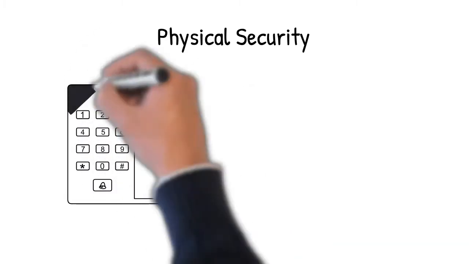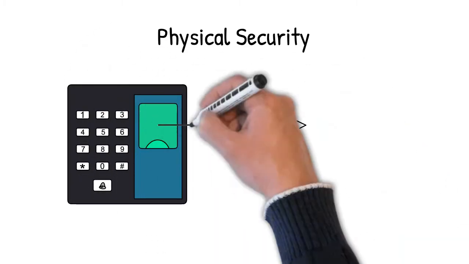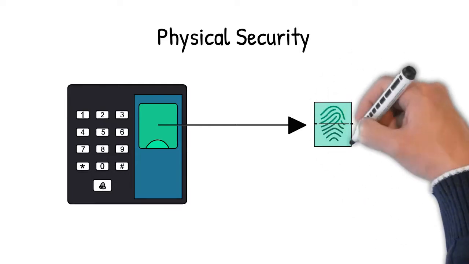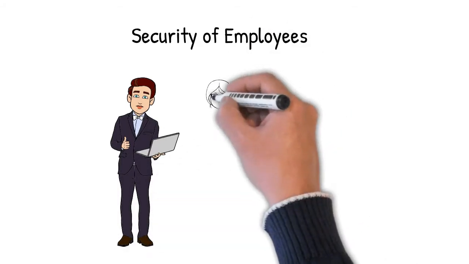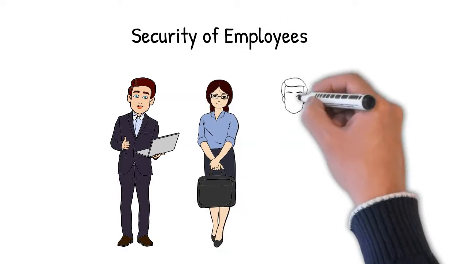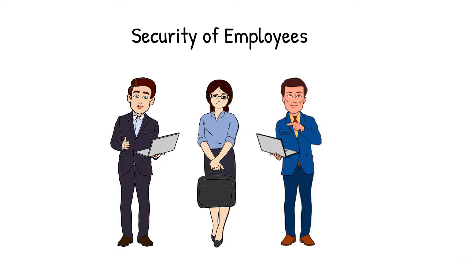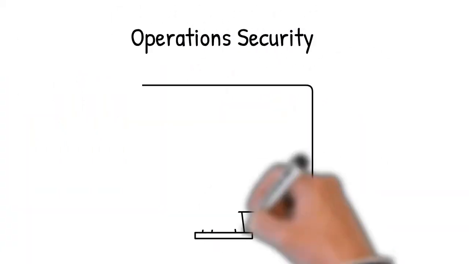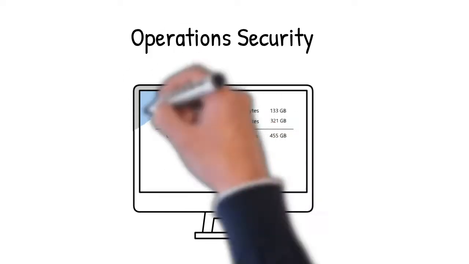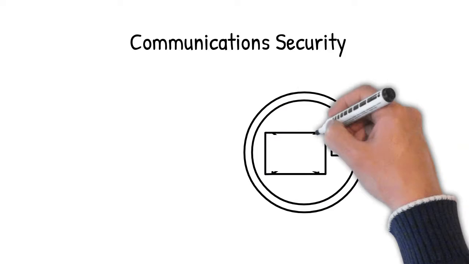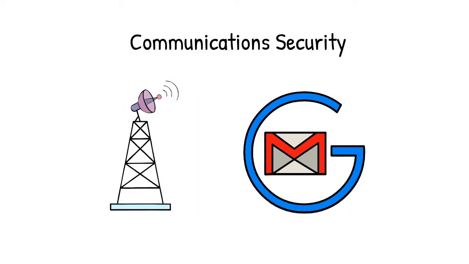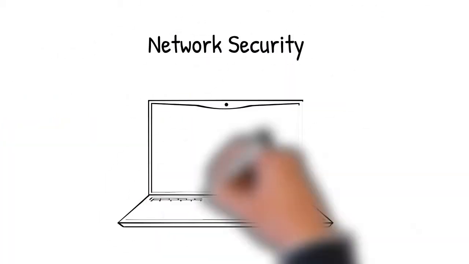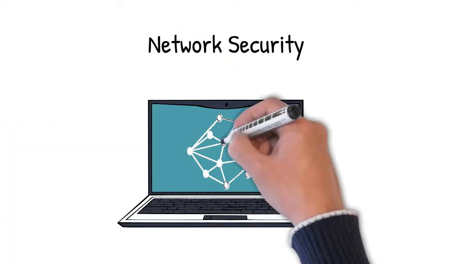Physical security, protection of physical objects or areas from unauthorized access and improper usage. Security of employees, the protection of people or groups of people who have authorized access to the organization and its operations. Operations security, protection of a particular operation or a series of activities. Communications security, protection of the communication environment, the technologies used and the contents. Network security, protection of network components, links and content.